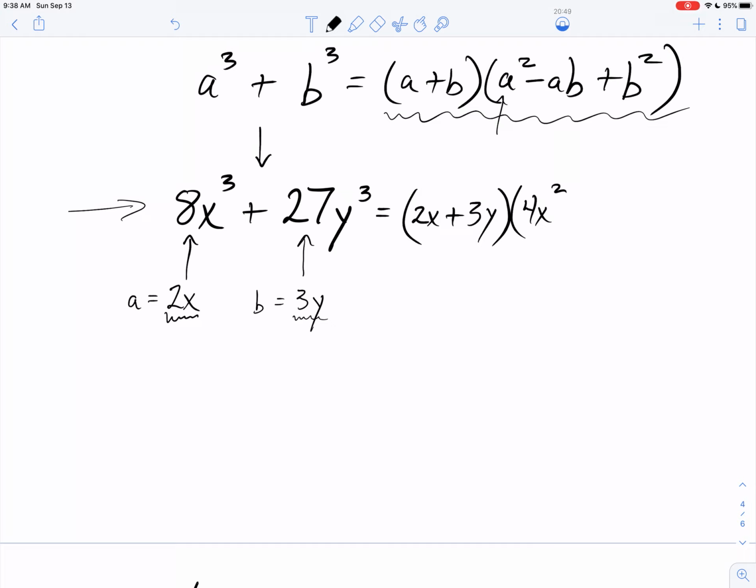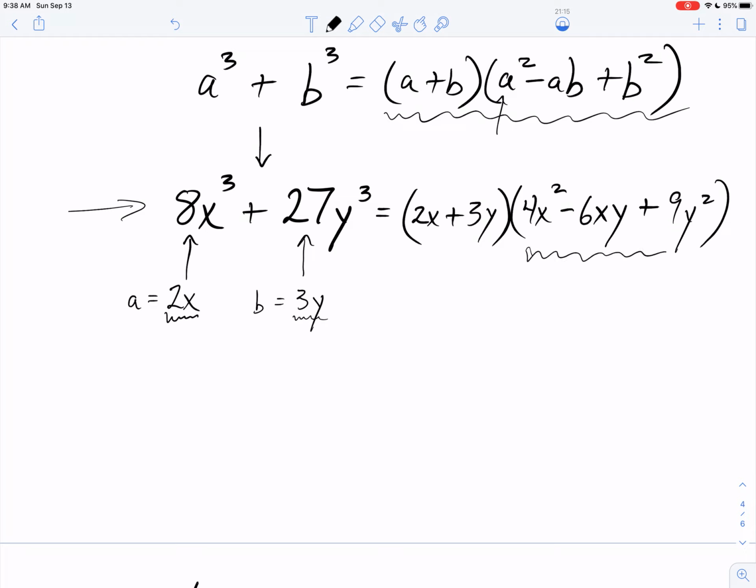Minus a times b. Well, 2x times 3y would be 6xy. And then plus, don't make the mistake you might have made here. 3y squared will not be 3y squared. It'll be 9y squared. Now, you will notice something here. I'm going to erase that arrow, get it out of my way. You'll notice something here.